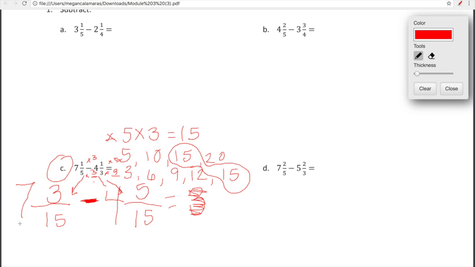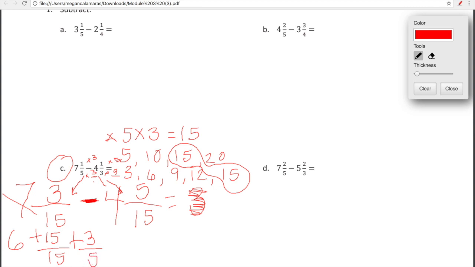So 7, we're going to rename 7 as 6 plus 15 fifteenths. 6 plus 15 fifteenths is equal to 7, because you guys know that 15 over 15 is just a fancy way of saying whole number 1. So 1 plus 6 is 7. We're renaming 7 as 6 plus 15 over 15. But we can't leave those 3/15ths behind.